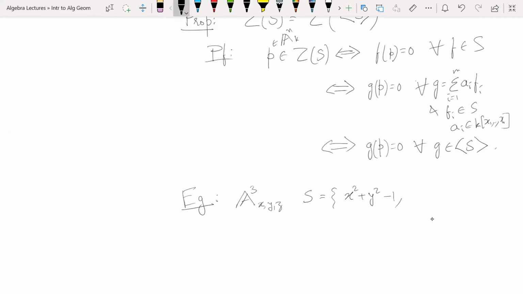And maybe something else. So z equals 2. So if z minus 2, this is the same as saying z equals 2, so we are setting it to 0. So then what is Z(S)?